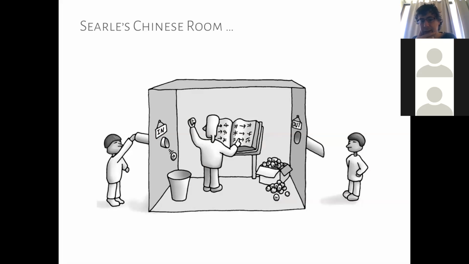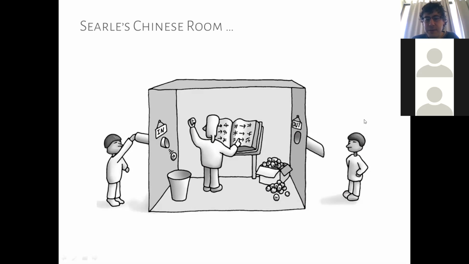How this works, it's a thought experiment where we have a room which is somehow self-contained, or let's say blocked from the outside world. And inside the room, there is an operator, and the operator does not speak Chinese, does not speak Mandarin or Cantonese, and doesn't understand Chinese symbols. The operator has a rule book, and this rule book is very large, as we can see. It offers lots and lots of details.